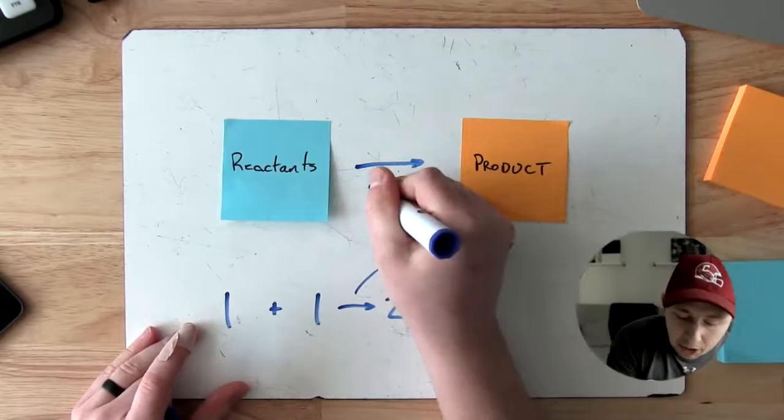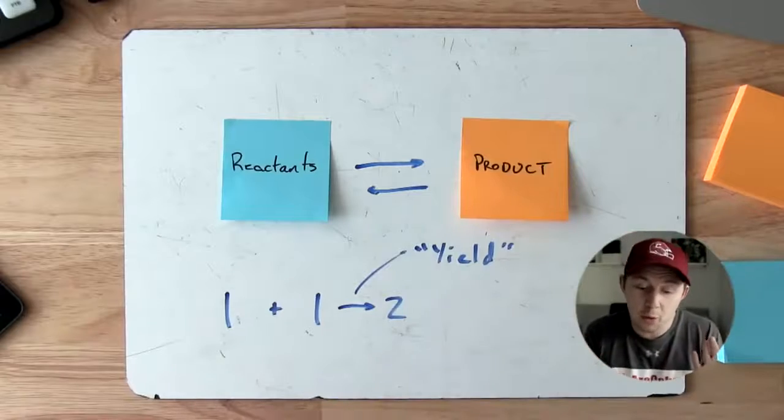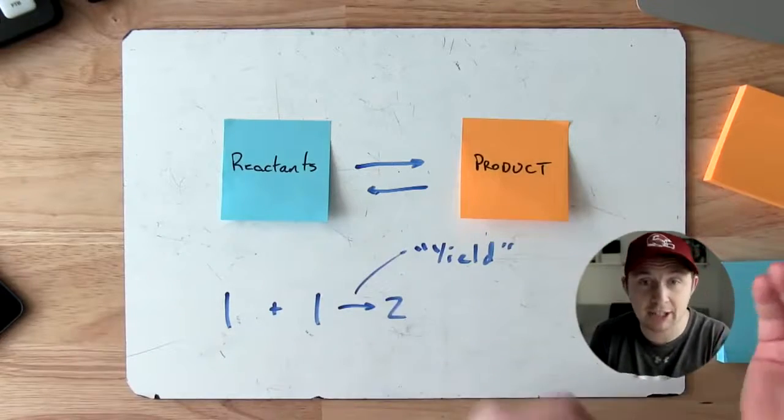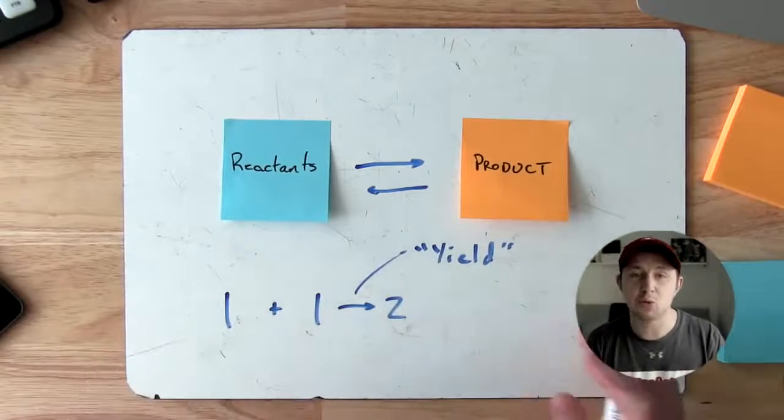But occasionally, and as you'll learn in future chemistry courses, it can go the other way as well, where it goes from the product back to the reactant. That arrow can go both ways. So we would write that as 1 plus 1 yields 2.